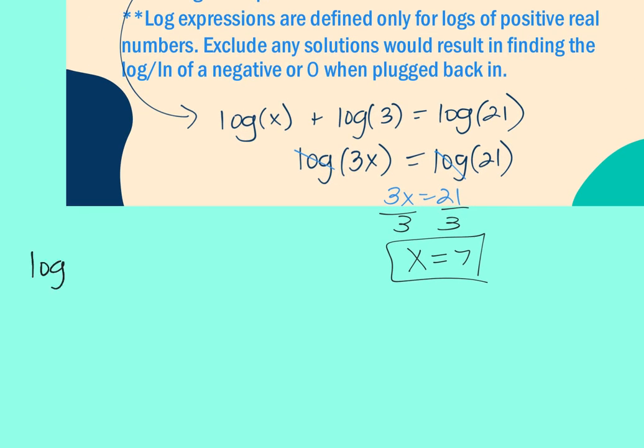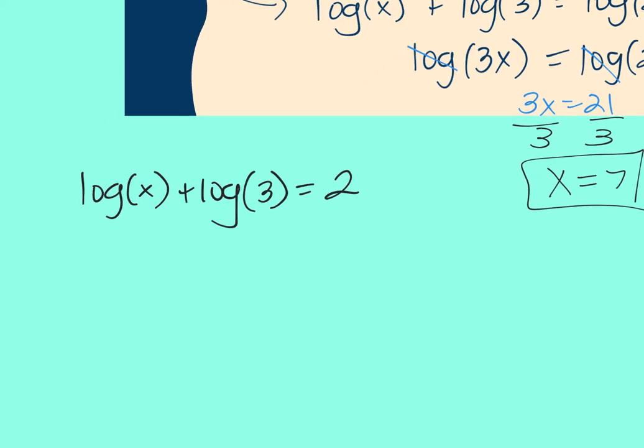The other way would be if it's the same on one side. So the left side still has multiple logs. I want to condense it into one, so it's still addition, which means multiplication. But now how do I solve that? Only one log. So you only want to ln if there's not already a log or a ln in it.